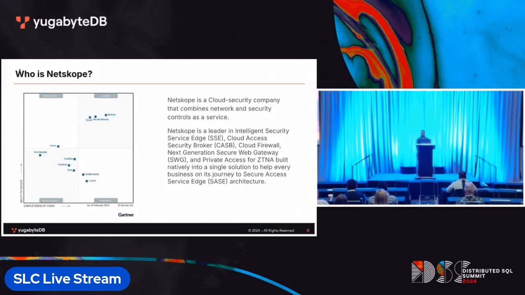So who is Netskope? Netskope is a cybersecurity company founded in 2012. We are a leader in the security service edge market sector. And as you can see, we're in the upper right corner of the Gartner quadrant. Security service edge, I'll get into that on the next slide and try to simplify that for you. But we're also in this space that brings the WAN edge with security edge together, also referred to as SASE. So I'll get into that here in a second.